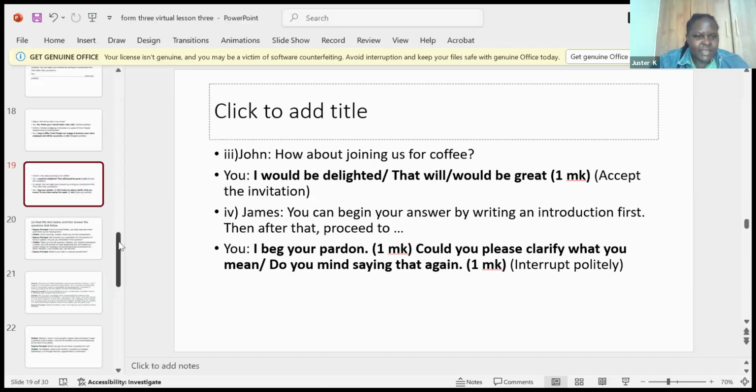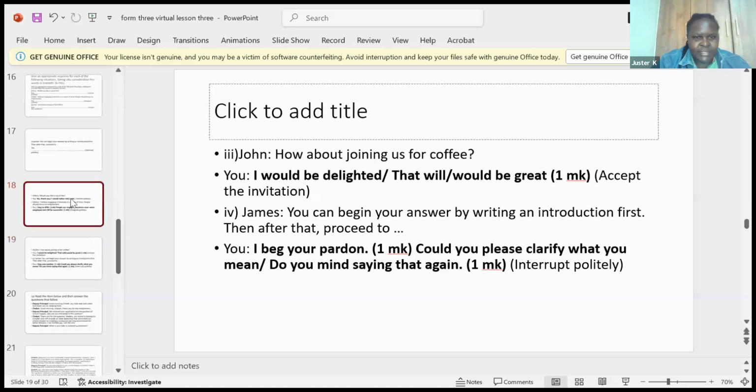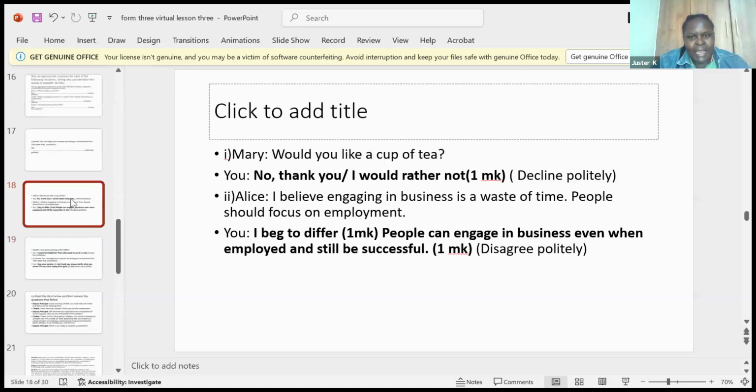I've also noticed that question on the coffee. Many of you are not getting it right. Would you like a cup of tea? First of all, that's a rising intonation. It's a yes or no answer question. You're supposed to decline politely. No, thank you. I would rather not. If you were to accept, maybe you could have said that would be great. Thank you. Not just thank you, but that would be great. Something like that.